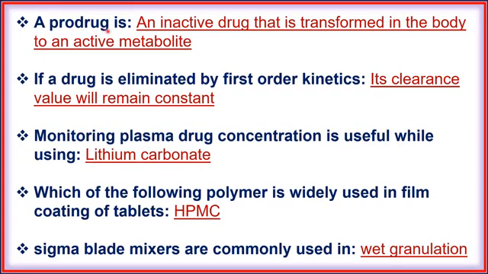Next, a prodrug is an inactive drug that is transformed in the body to an active metabolite. Next, if a drug is eliminated by first order kinetic, its clearance value will remain constant. Next, monitoring plasma drug concentration is useful while using lithium carbonate. Next, which of the following polymer is used in film coating of tablets? HPMC. Next, sigma blend mixer are commonly used in wet granulation.